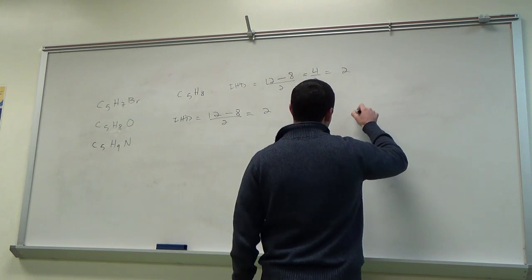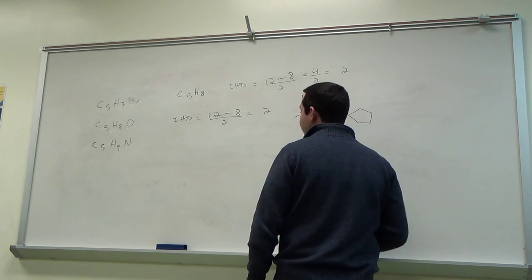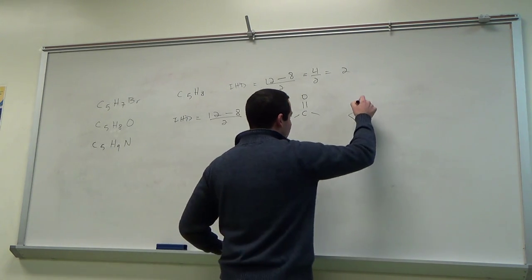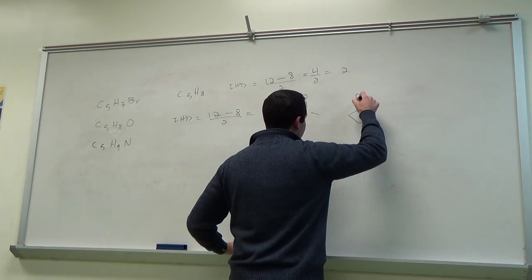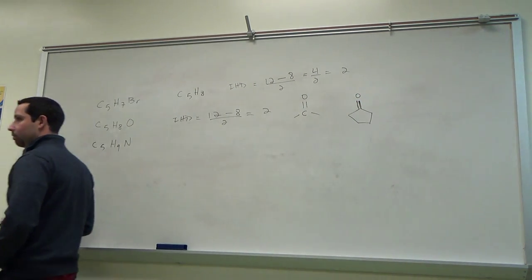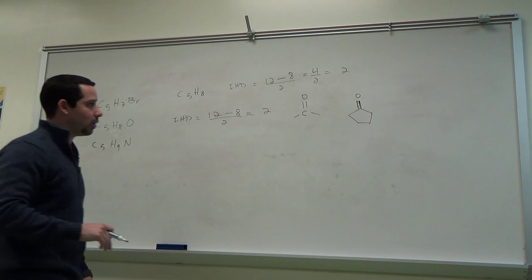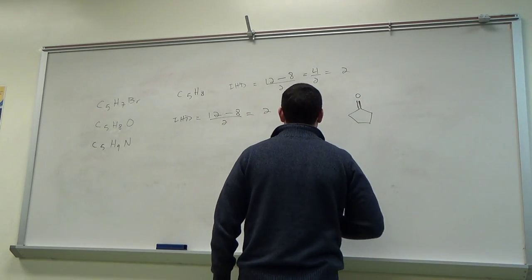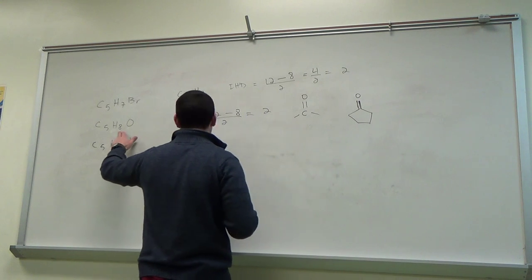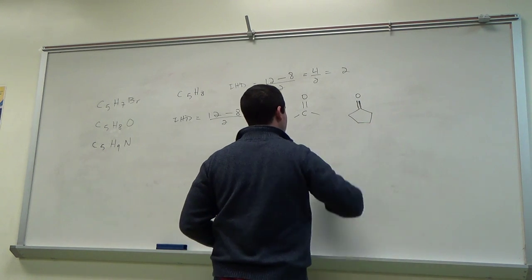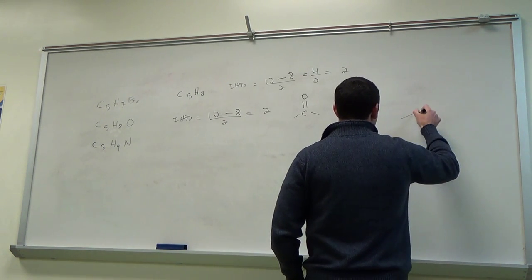So let's say five, yes? 1, 2, 3, 4, and 5. Is that five? That is five. That is one ring. That's one IHD. And then I'm going to do this. I made this. What functional group is this? Carbonyl. No. The carbonyl is not the functional group. The carbonyl is a carbon double bonded to oxygen. That is a ketone. Okay? So this is a ketone. How many hydrogens is it supposed to have? Eight. Does it have eight? Yeah. 2, 4, 6, 8. Very nice. What else can we do?